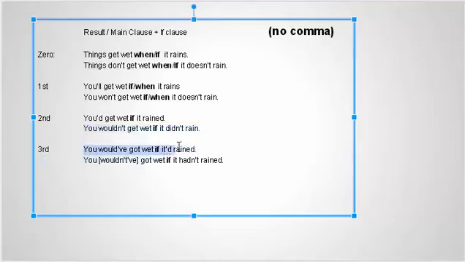You wouldn't have got wet if it had rained. You wouldn't have got wet if it hadn't rained. There's no comma here. We can say you won't get wet when it doesn't rain. You'll get wet when it rains.